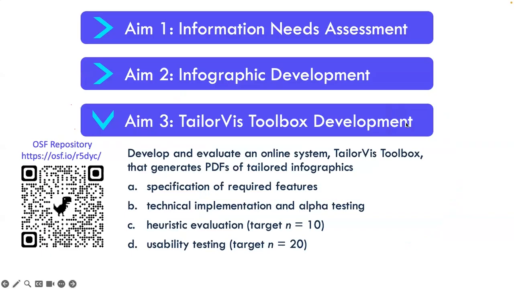So aim three is focused on the development of the TaylorViz toolbox. So far, we have specified our required features and we're building out the toolbox and doing alpha testing. We'll soon move on to heuristic evaluation with 10 experts and then usability testing with 20 end users from community-based organizations.